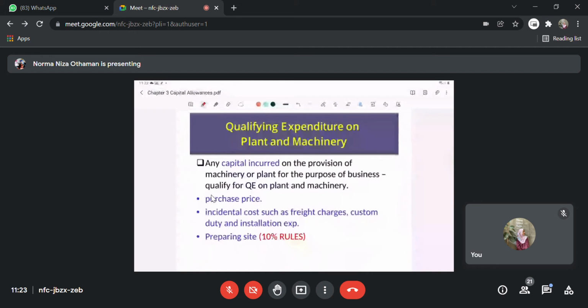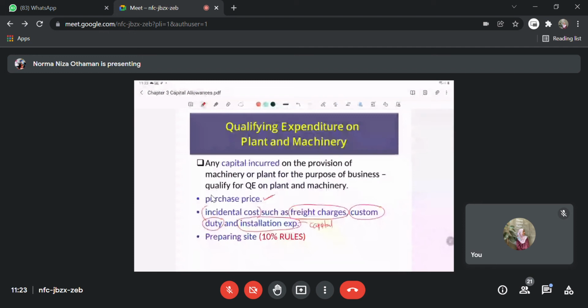So kat sini tadi kita kata the cost of acquisition is a purchase price lah, harga you beli, and then the incidental cost, apa lagi kos-kos tambahan dekat situ. For example here kita bagi the freight charges, the custom duty on acquisition, the installation expenditure is the incidental cost also. So installation dia mesti jadi qualify because dia punya nature adalah capital.